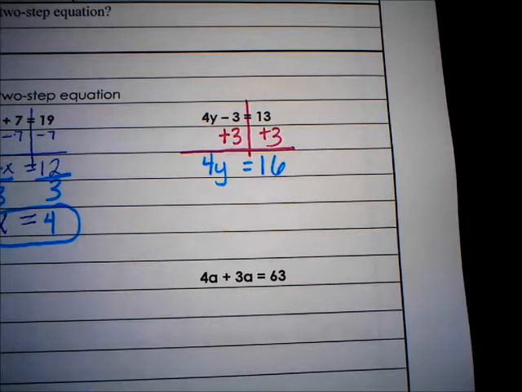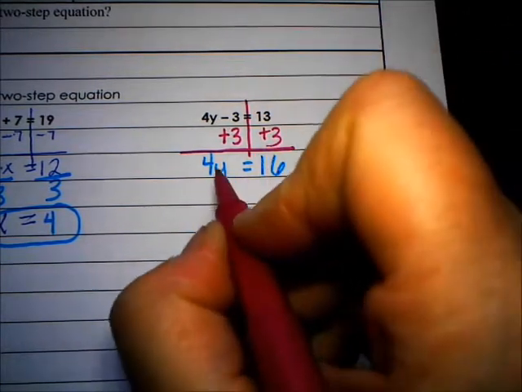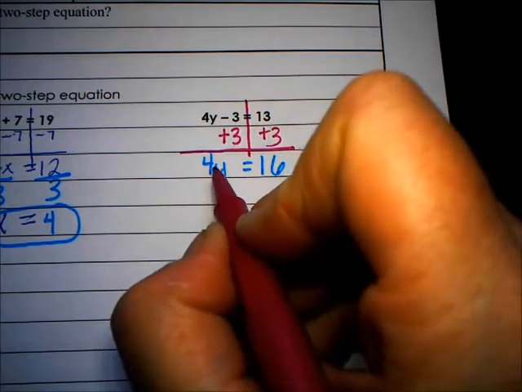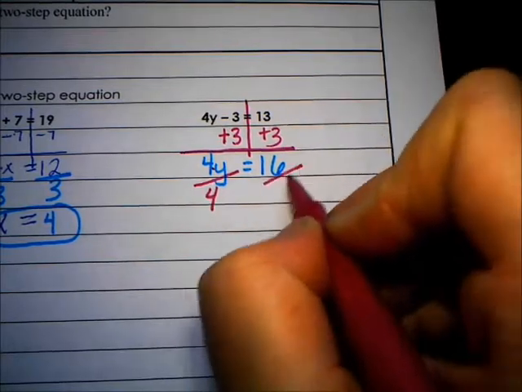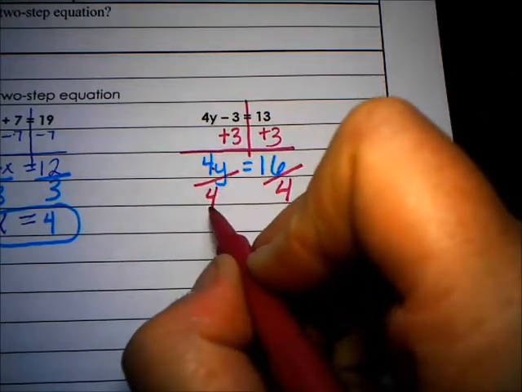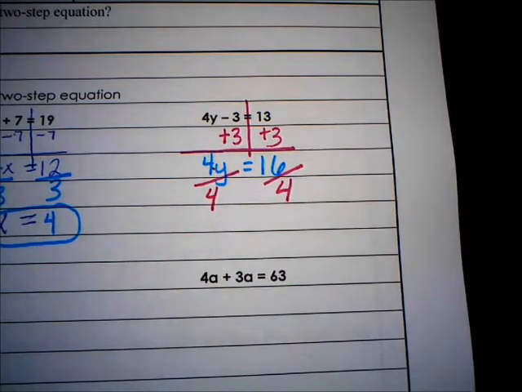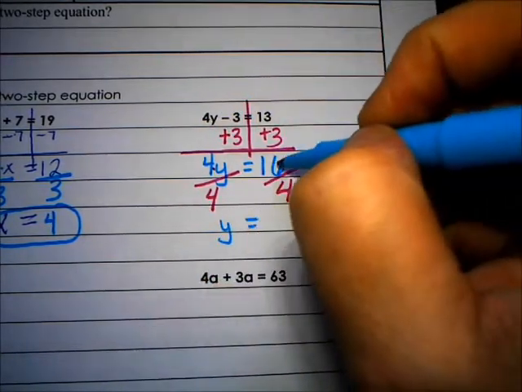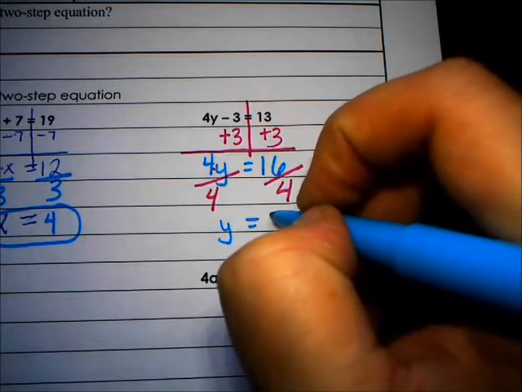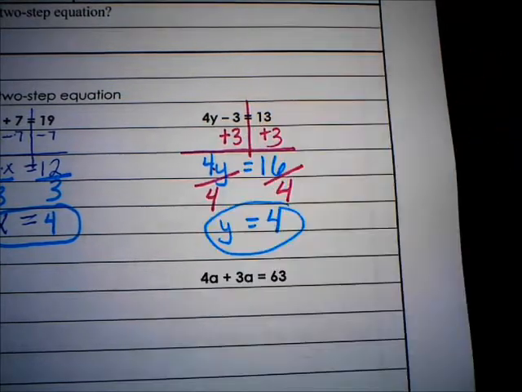If I look at the problem now, it's a one-step operation. This is 4 times y. The opposite of multiplying is to divide. So I'm going to divide both sides by the 4 to cross those out. What's left on the left side is the y equals, and 16 divided by 4 is 4.